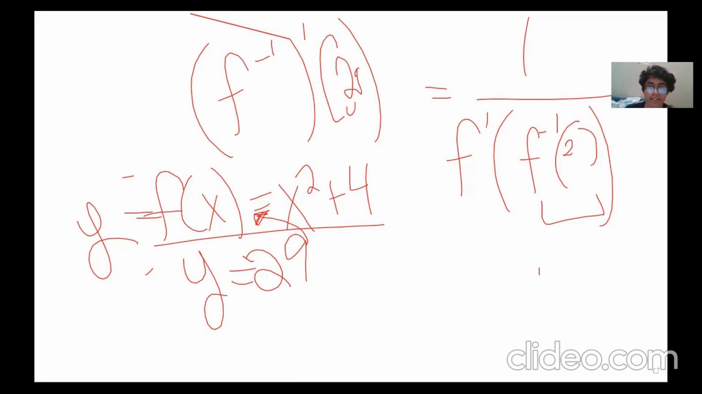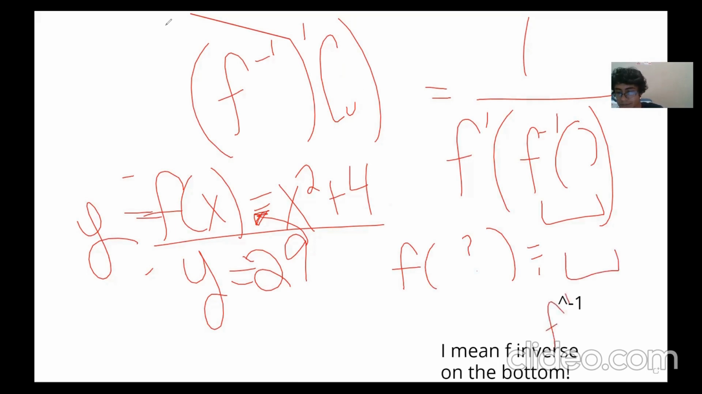But before we get there, this is how I always set it up on my paper. I say f of something equals this, and f of this gives us something, right? And the reason I line it up this way is this y value can simply be the same as this one. So you write this down immediately.